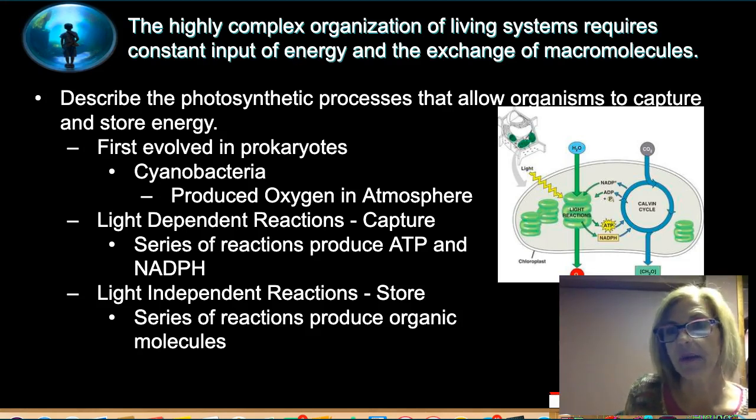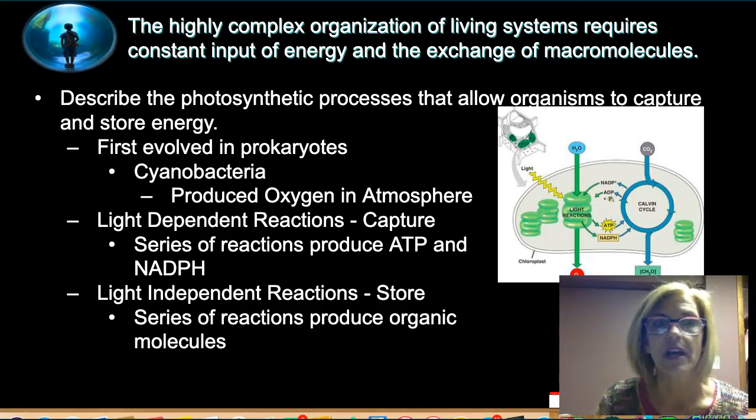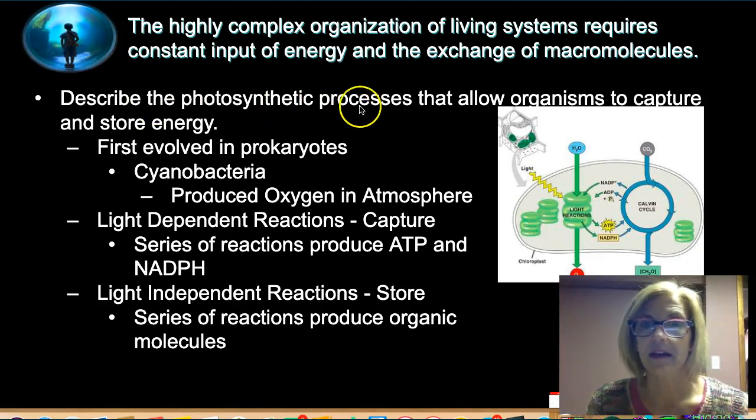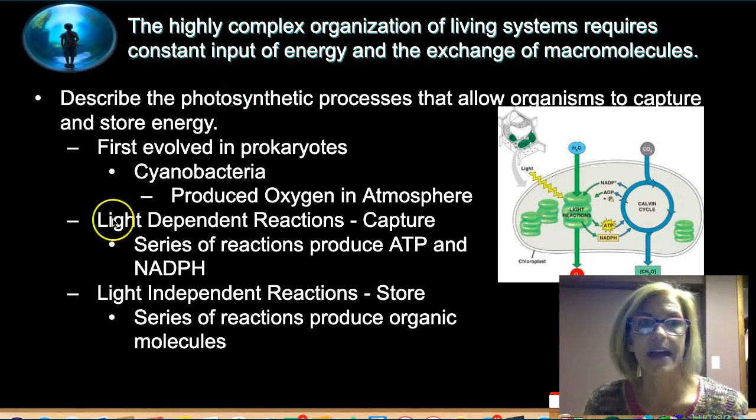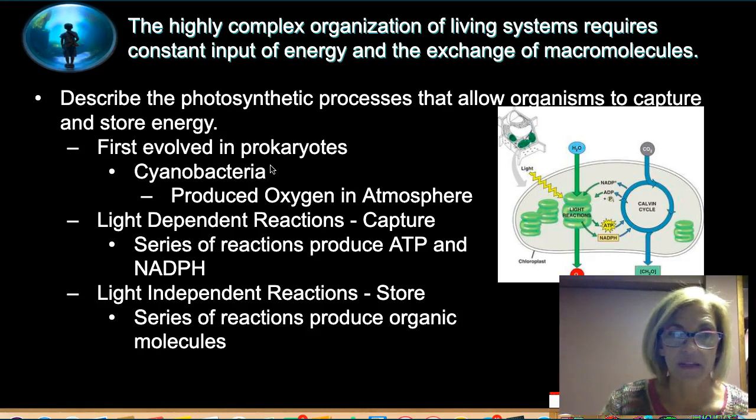So for those light-dependent reactions, as you're discussing those photosystems, you would talk about the ATP and the NADPH, because we're saying up here, describe how they capture it and store it. So where's that energy stored? First it's going to be stored in the form of ATP and NADPH, right? It'll later be transferred and stored in other organic molecules.